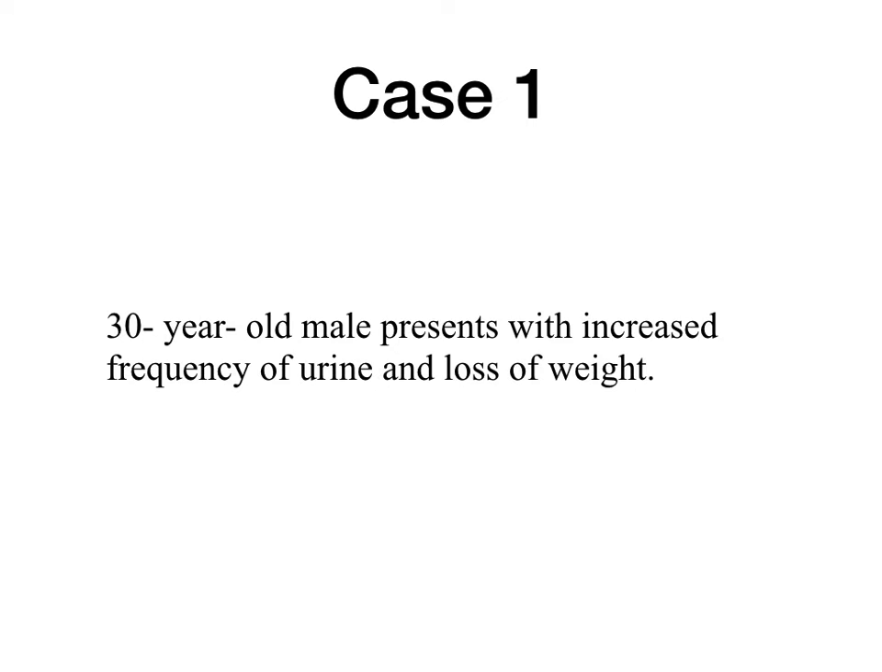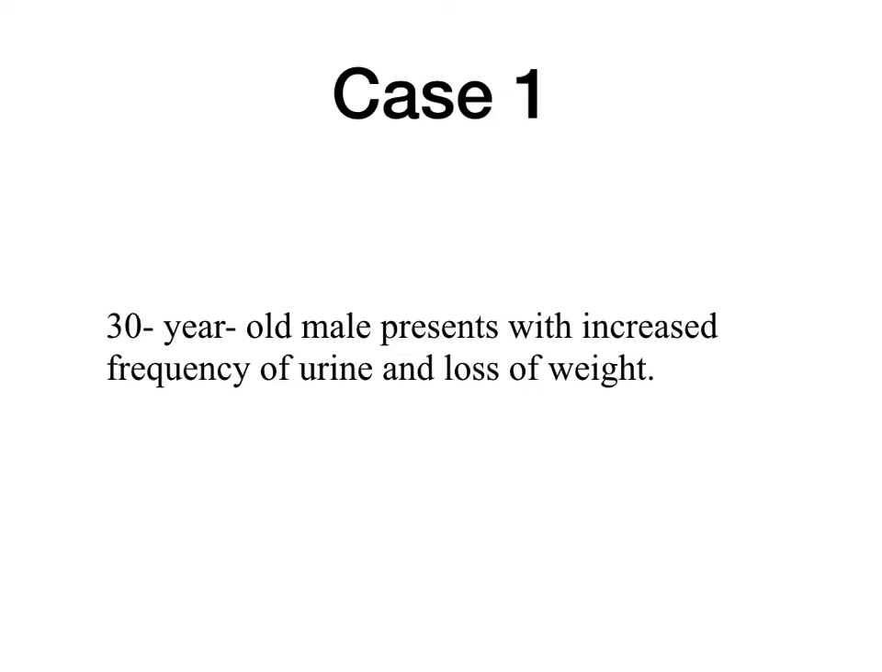So the first keyword is the age of the patient. He's a 30 years old patient. The second one is increased frequency of urination, and the third one is loss of weight. Is it usual for a 30-year-old to have these symptoms? He says that he has to get up 5 to 6 times in the middle of the night to go to the washroom, and he also says loss of weight of about 5 kilos. Are these symptoms normal to him? They are not normal to him.